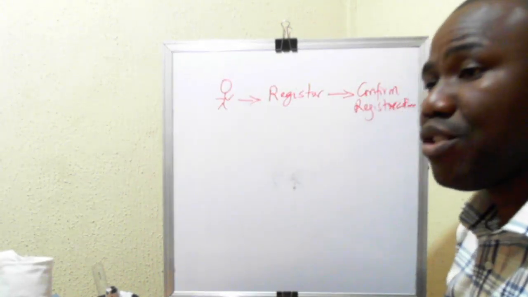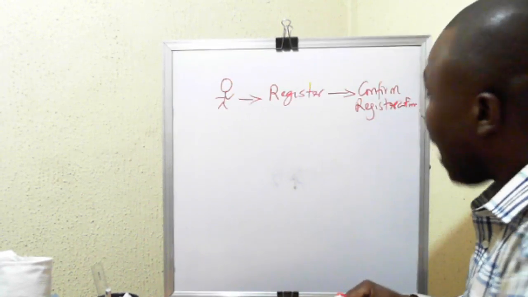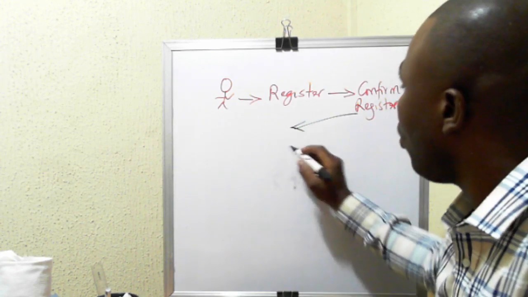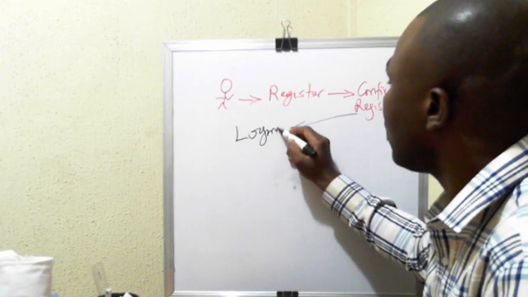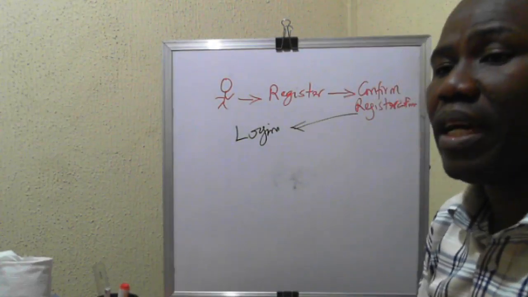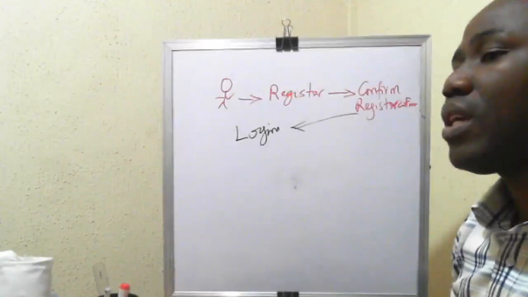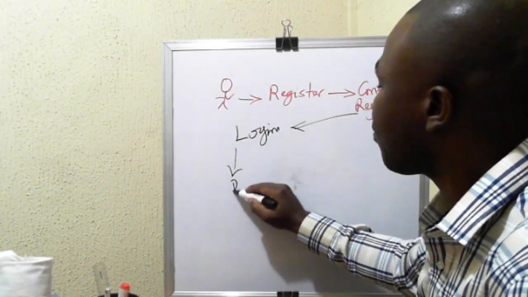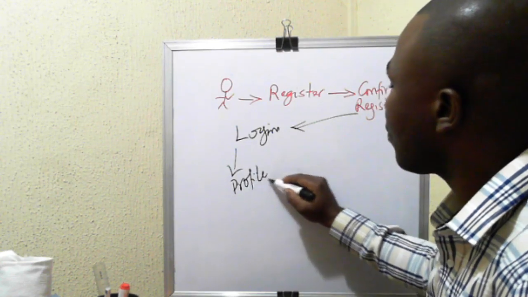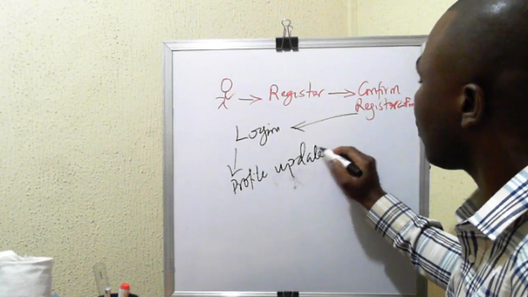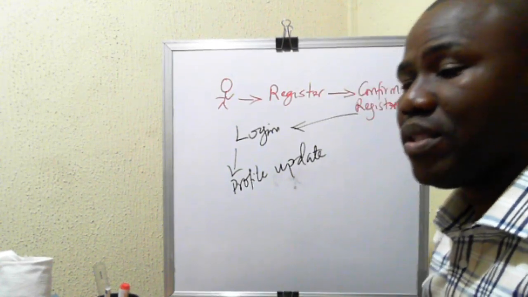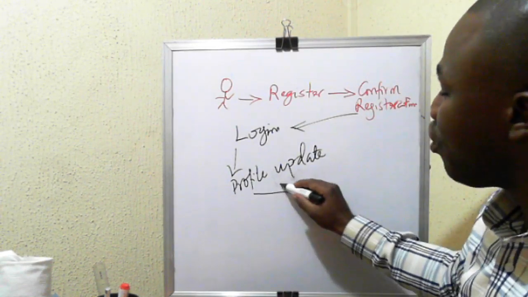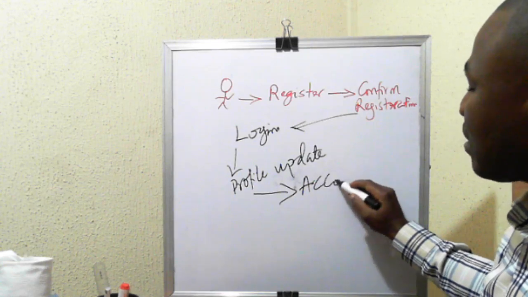And then after registration, what next? After registration, I want the user to be able to log in. Okay? Now, once the user logs into the account, what next will the user do? I want the user to be able to update his or her profile. Then, after the user updates the profile, I want the user to be able to see his account balance.